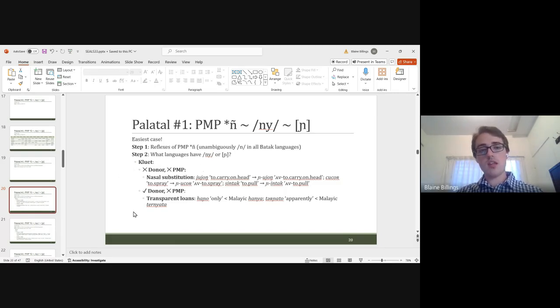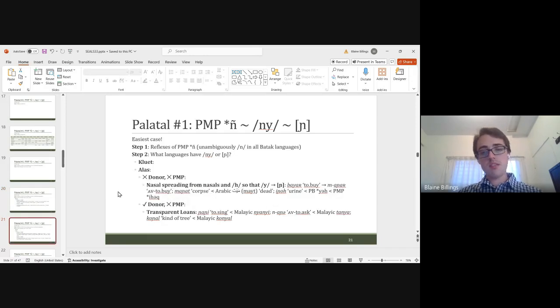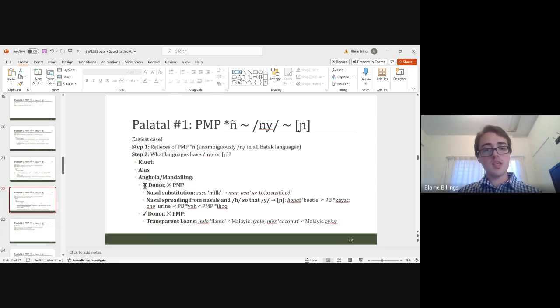And then other cases of palatal nasals are going to be transparent loans, so for example, Hanyo, which means only, is a transparent loan from Malaic Hanya, and same for Ternato from Ternata. And then basically the same can be said of Alas. You have very transparent loans, but you also have something called nasal spreading, where the nasality from another nasal or from H spreads over to a Y. So whenever affixing an AV prefix onto bayar, you get manyar. Or whenever you have the loan lexical item mayat from Arabic, it becomes manyat in Alas. And then in Angkola Mandailing, you have both nasal substitution and nasal spreading, and you also have transparent loans.